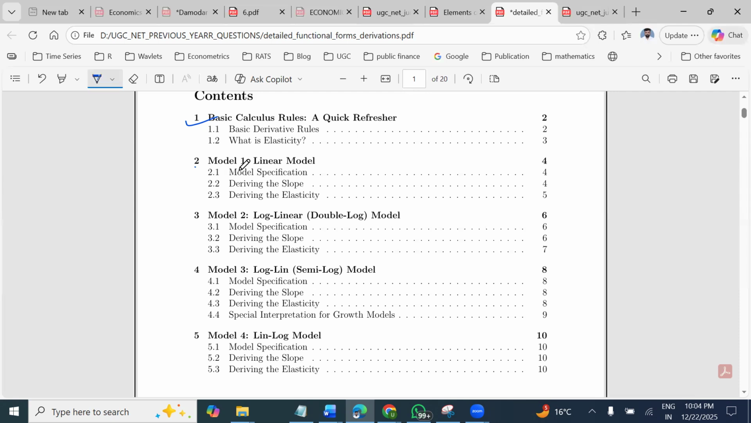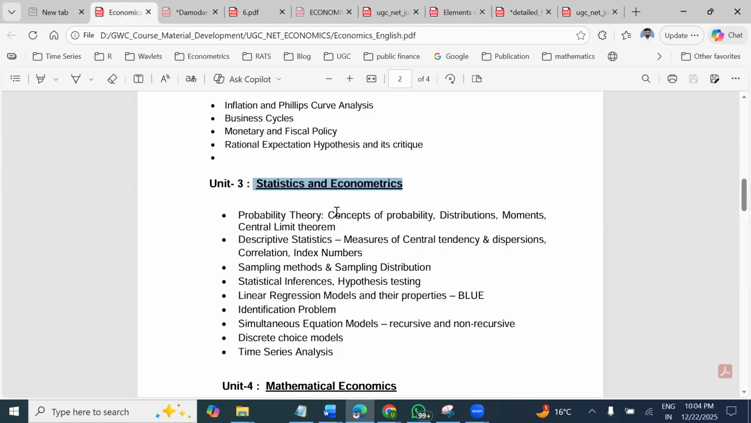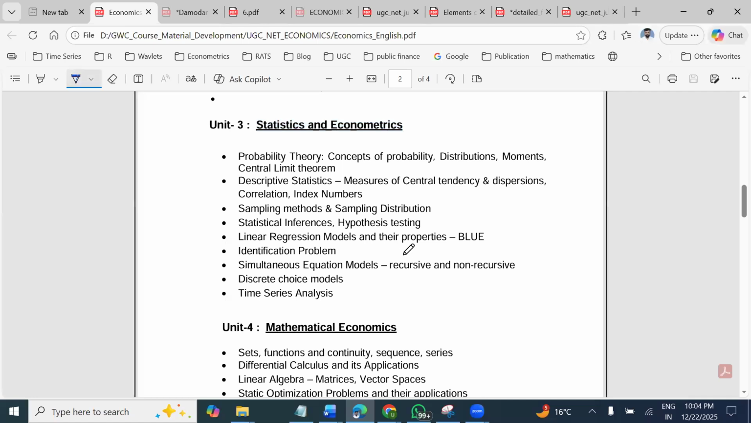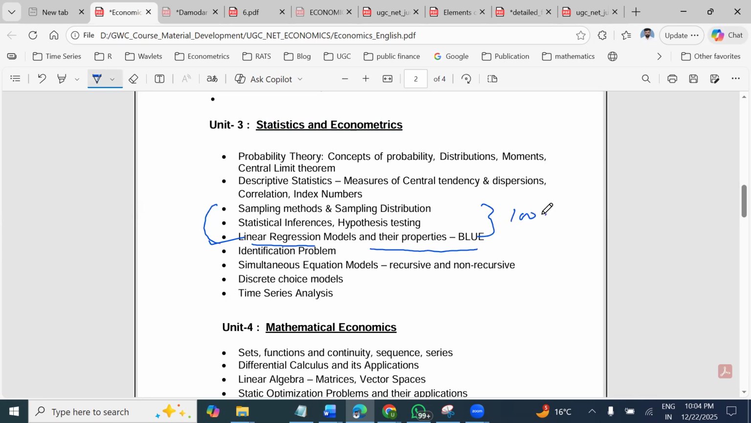And moreover, this week we are also going to have the next test series. Which section will the test series be on? Because we have already discussed the linear regression model and many things, I will club this. I'll do 100 questions.